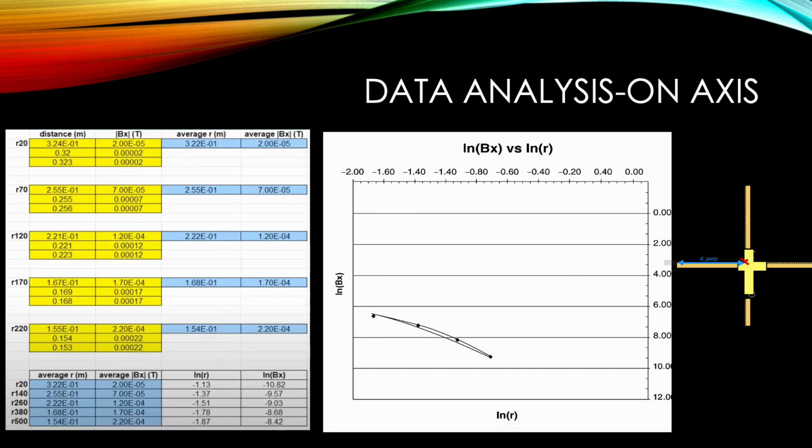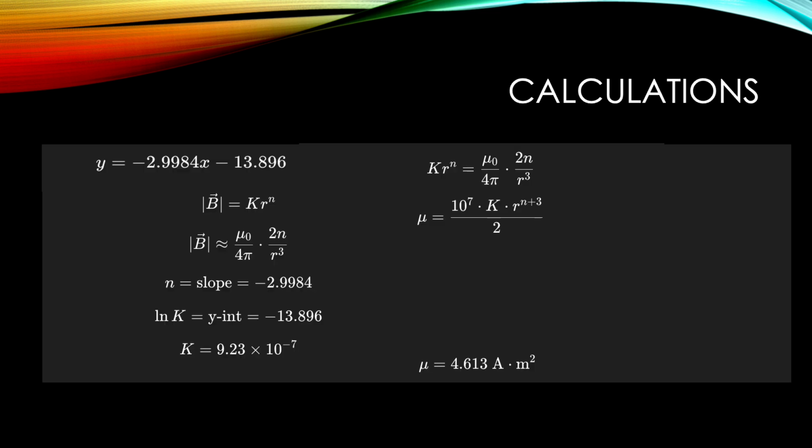On the left, we have the distance measurements for different magnetic field strengths, and the graph shows the linearization of the averages. Based upon the distance dependence formula and the equation of the line of best fit, we can find n and k. Through the linearization of the graph, we were able to get the values of n and k. And through this, we were able to find the magnetic dipole moment, which turned out to be 4.613.